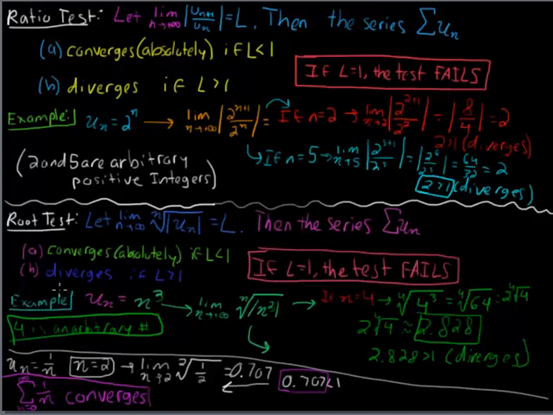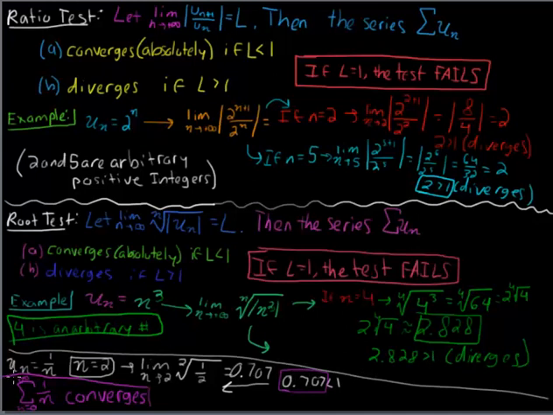So let's just say u sub n equals n cubed. The limit as n approaches positive infinity of the nth root of the absolute value of n cubed. And let's just say if n equals 4, the fourth root of 4 cubed is the fourth root of 64, which is 2 times the fourth root of 4, which is approximately 2.828, which is greater than 1, so therefore it diverges.